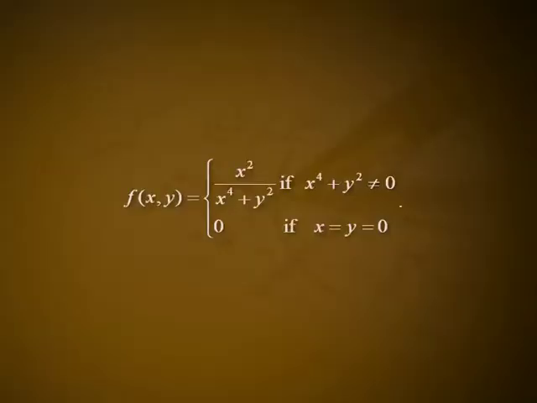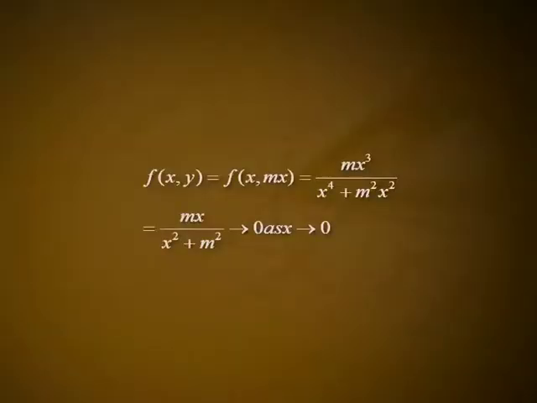Example 1. Consider the function f(x, y) equal to x squared divided by x raised to 4 plus y squared if x raised to 4 plus y squared is not equal to 0, and 0 if x is equal to y is equal to 0. If we approach the origin along any axis, f(x, y) is equal to 0.